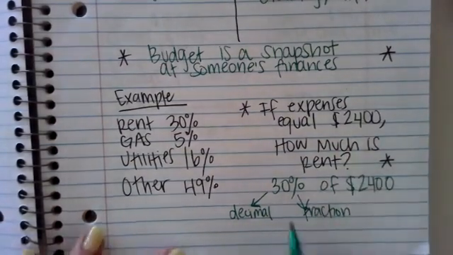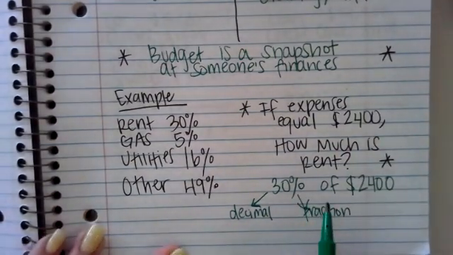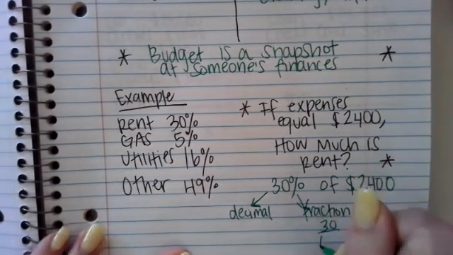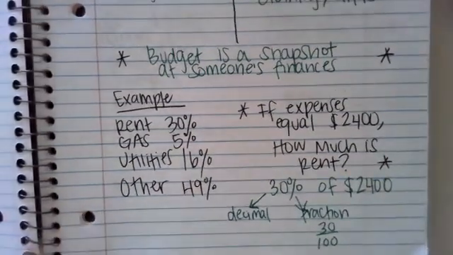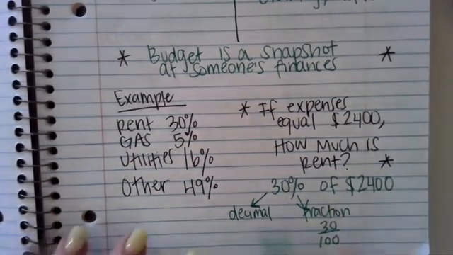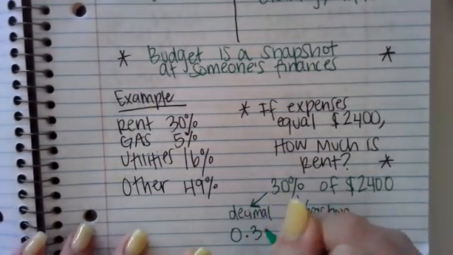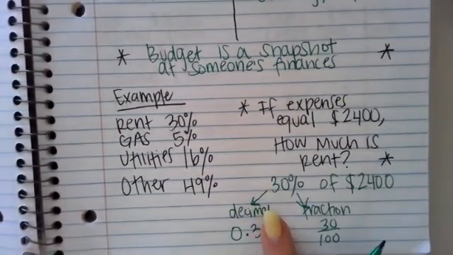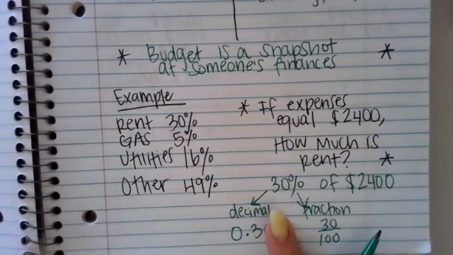So our decimal for 30%, well, actually, let's do the fraction first. Percent means out of 100. So our fraction is 30 hundredths. 30 out of 100 would be the fraction. 30% means 30 out of 100. So as a decimal, the way I could write 30 hundredths, 0.30, I end it in the hundredth place, or this is the same thing as 0.3.